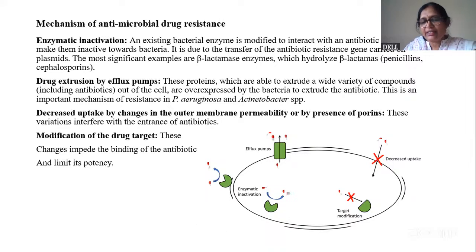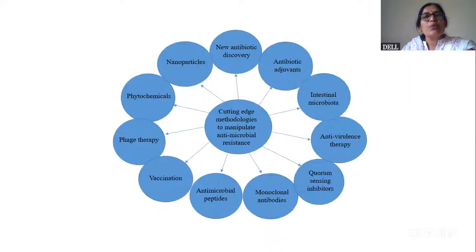So what are the strategies or cutting edge methodologies to manipulate antimicrobial resistance? This is a very challenging field. Most of the students and scientists are working on phytochemicals these days because antibiotics are giving a lot of problems. So either we have to look for a new antibiotic discovery or we have to look for an alternative. But the very promising field is antibiotic adjuvants.